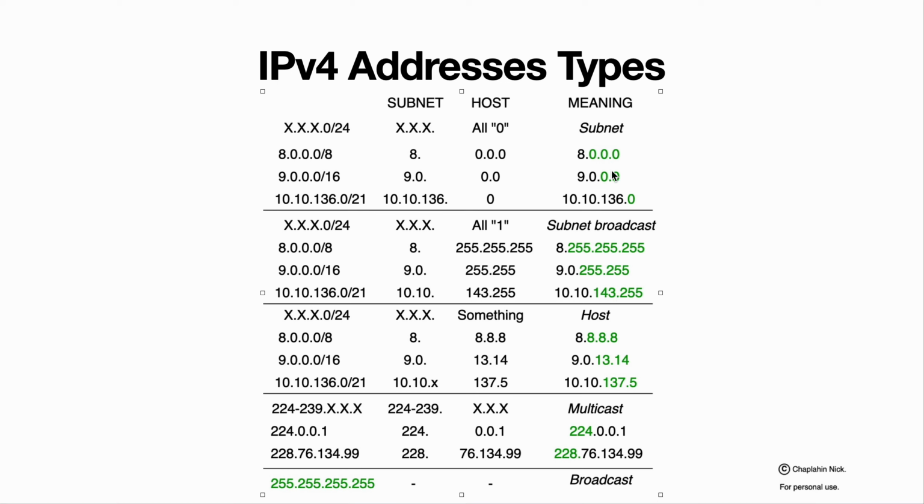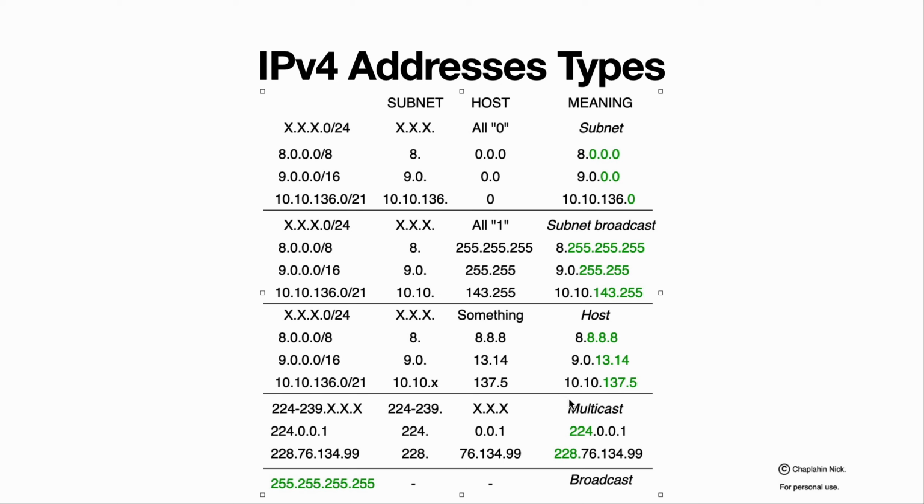So, all zeros is the subnet representation, and all ones in the host area means subnet broadcast. This packet is destined to every station in this subnet. That's simple. Host: everything that is between the subnet and the subnet broadcast can be a host. So every combination of host values between subnet and broadcast are hosts.